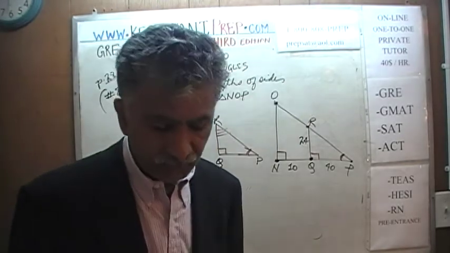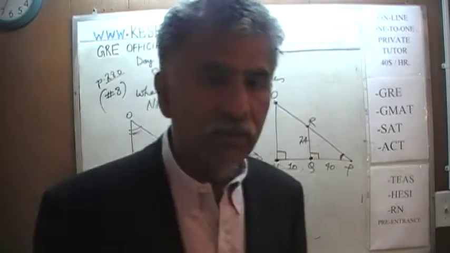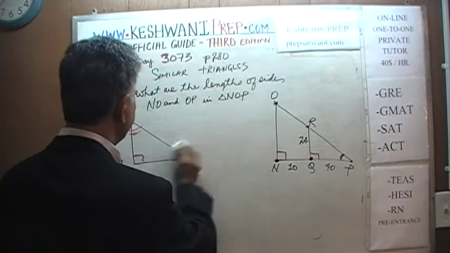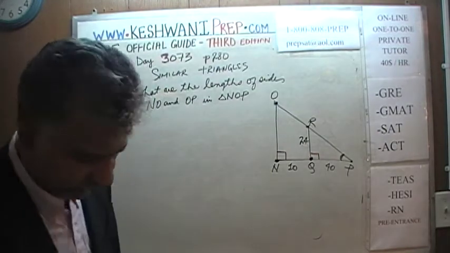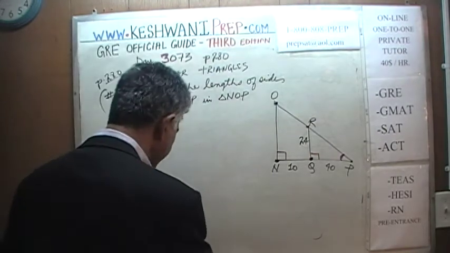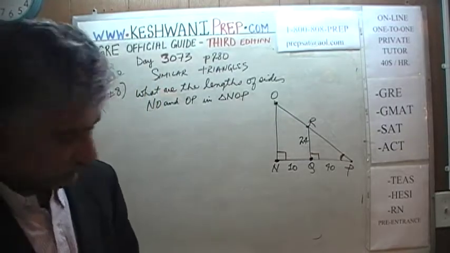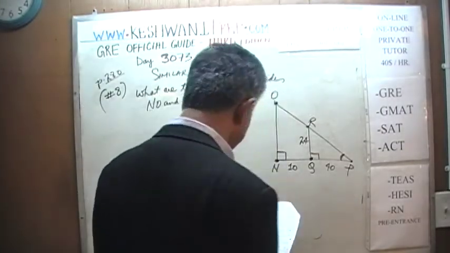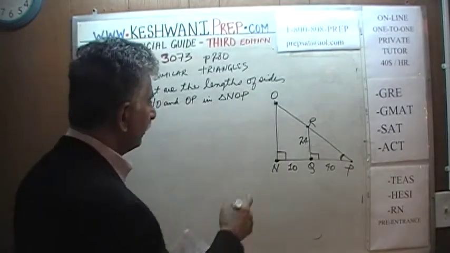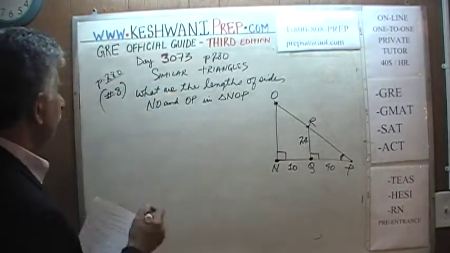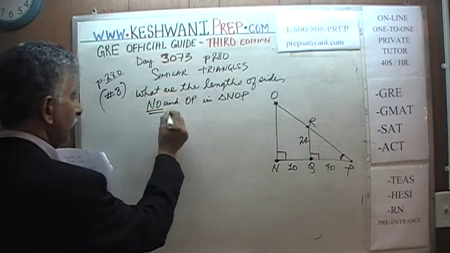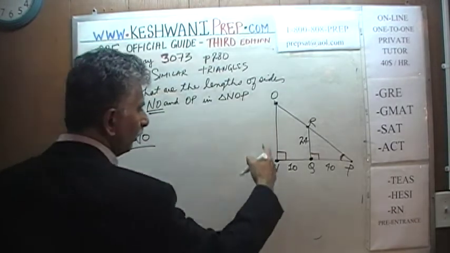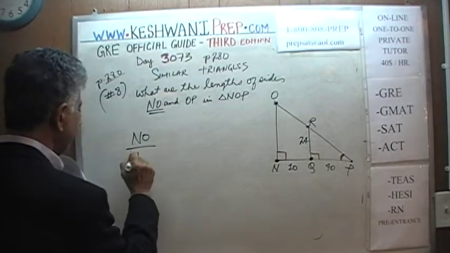Now that we've established that, we can make progress. If they're similar, the sides must be proportional. And we're given some of the information about the length of the sides. We know what NP is. We don't know what NO is. That's what we have to figure out, NO. So let's set it up as a proportion: NO over NP.